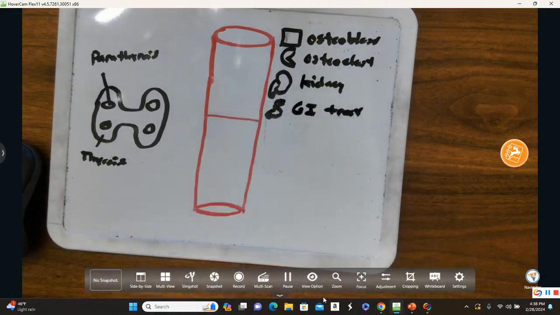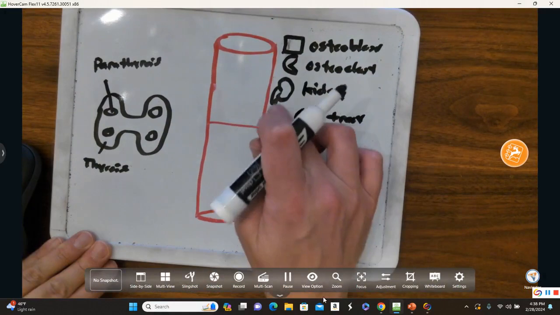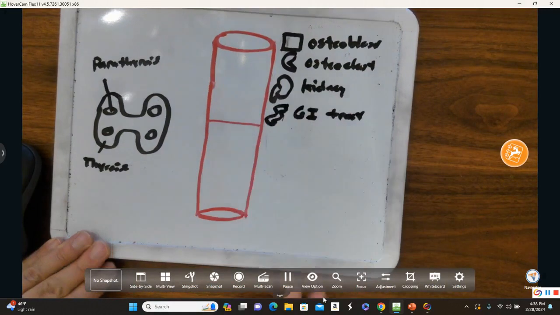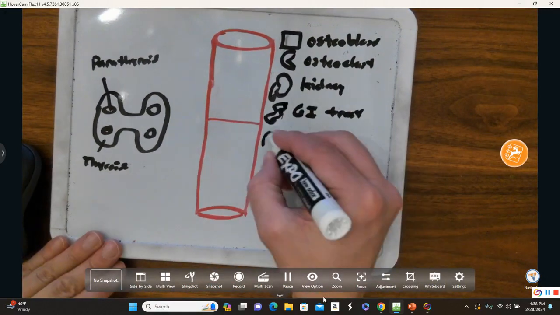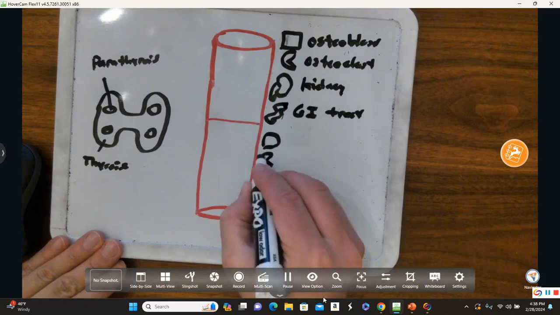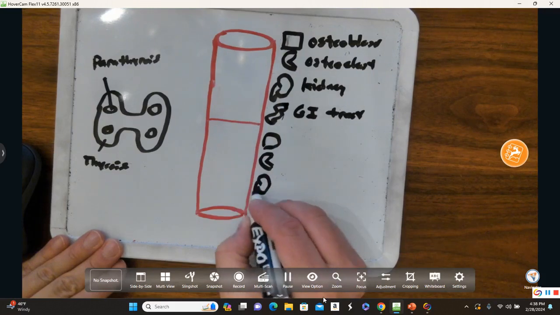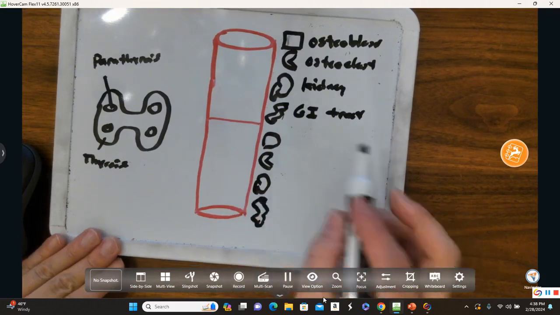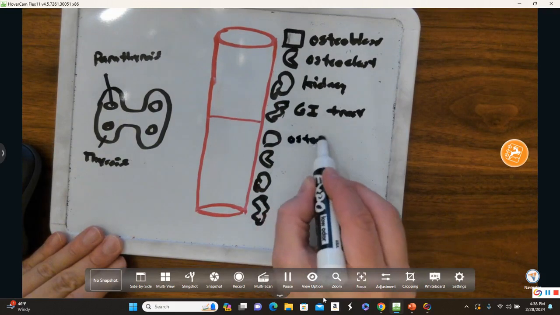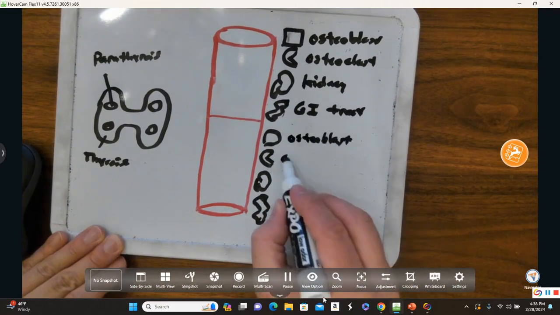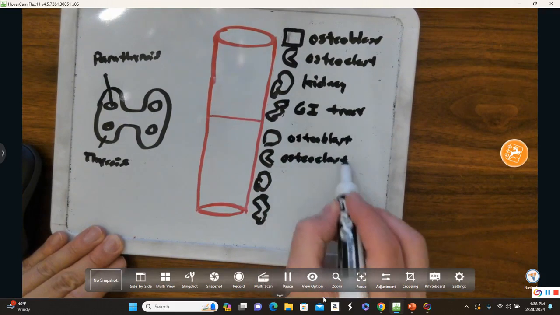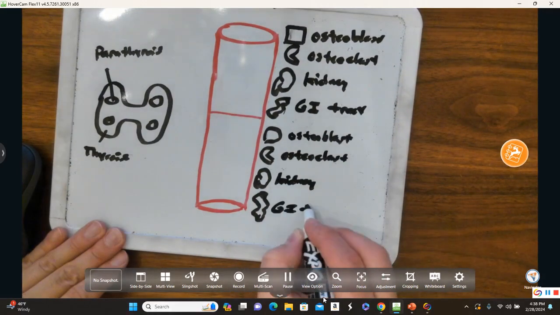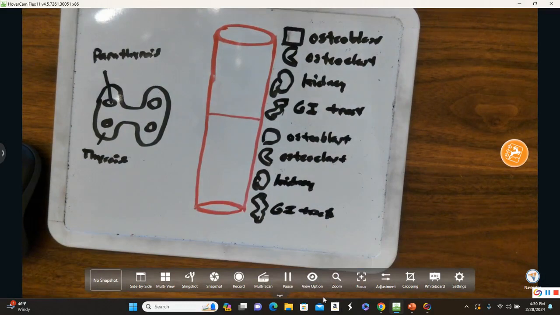That's supposed to be like an intestine there. This didn't draw it very well. Okay, like intestines, the GI tract. We're going to do the same thing here. Now, what we're going to see is what these things do.